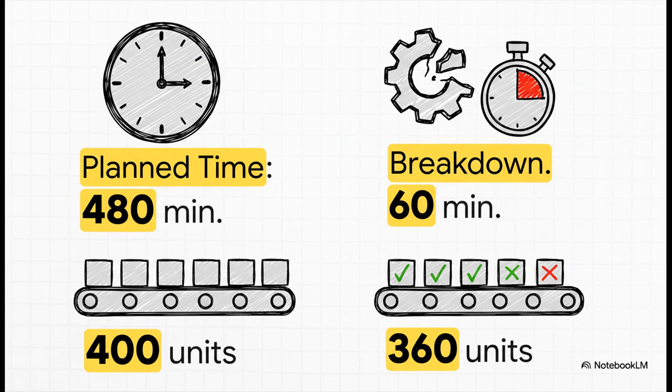Let's just imagine a single 8-hour shift, which is 480 minutes. During that shift, the machine broke down for a full hour, 60 minutes. It produced 400 units in total, but only 360 of those passed inspection. Let's see what the OEE score is.